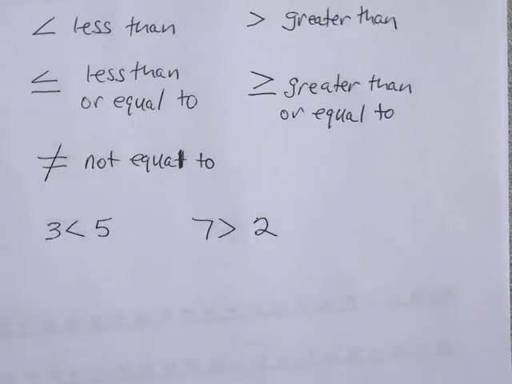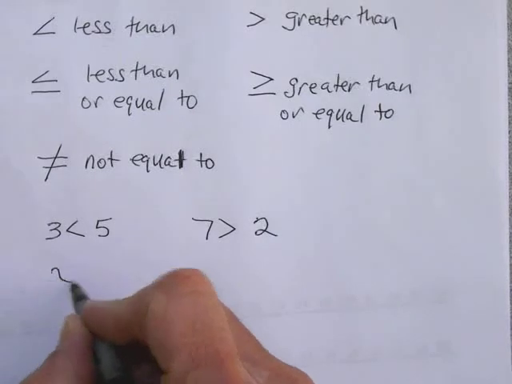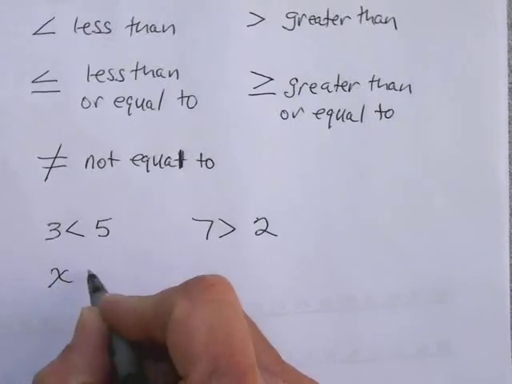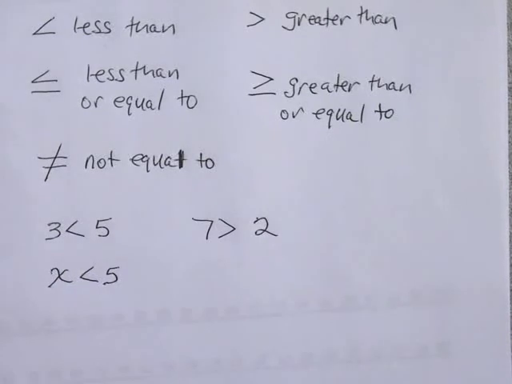These symbols are also used with variables. For instance, if we were solving an inequality, something we're going to do shortly, and the solution was x is less than 5. In other words, the value of x is all numbers less than the number 5. That would mean any number less than 5, all the way to the left of 5 through infinity.